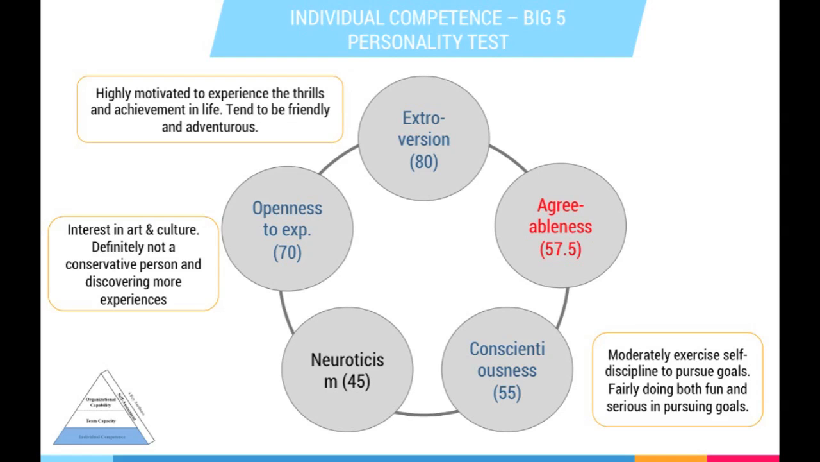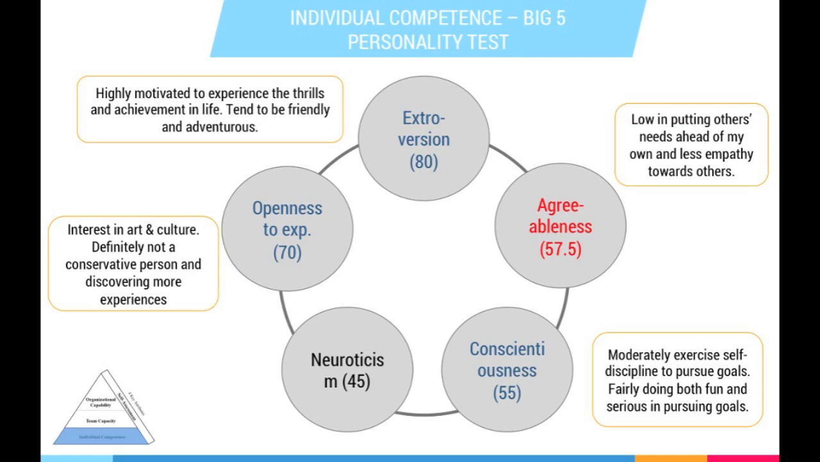While conscientiousness means that I moderately exercise self-discipline to pursue my goals, and I'm fairly doing both fun and serious in pursuing goals, so I have them in balance. While I also have a high score in agreeableness, it means that I am low in putting others' needs ahead of my own, and I have less empathy toward others.